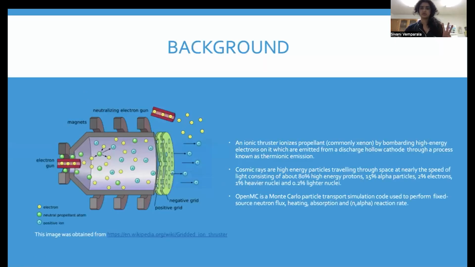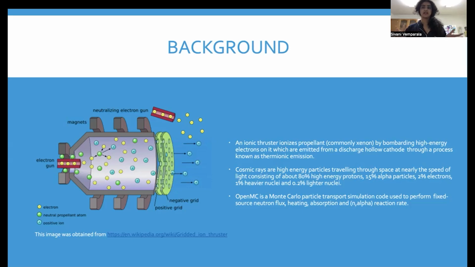So, three things you need to know here: what an ionic thruster is, what are cosmic rays, and why am I using OpenMC? So an ionic thruster is a type of engine that ionizes propellant, commonly xenon because of its high atomic mass and easy ability to get ionized, by bombarding high energy electrons emitted from a metal filament heated to extremely high temperatures, known as thermionic emission, so that the xenon atom can be broken down into xenon ions when the electrons bombard it and can be accelerated towards the back and produce plasma as per required.